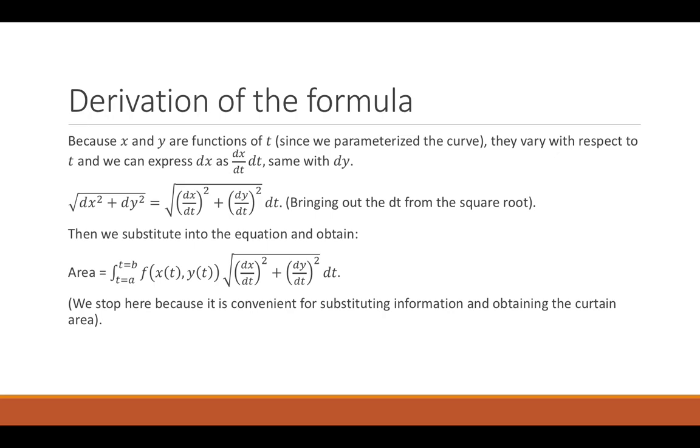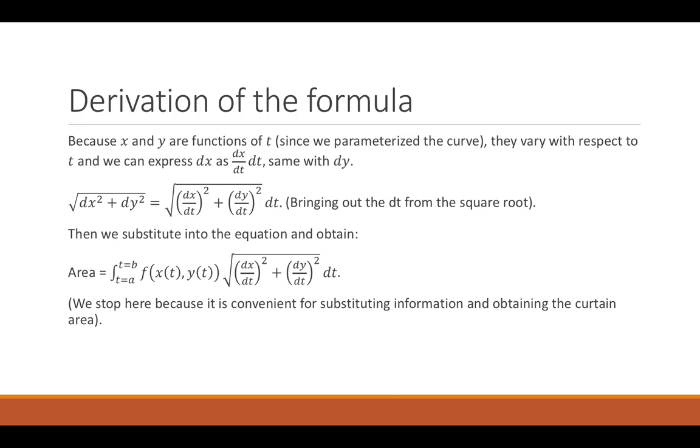Because x and y are functions of t, since we parameterize the curve, they vary with respect to t, and we can express dx as dx/dt times dt. Same with dy. Because you can imagine it as if it were a fraction, you'd cancel this out. Now, substituting and then bringing out the dt from the square root, what we get is this: the square root of dx over dt squared plus dy over dt squared.